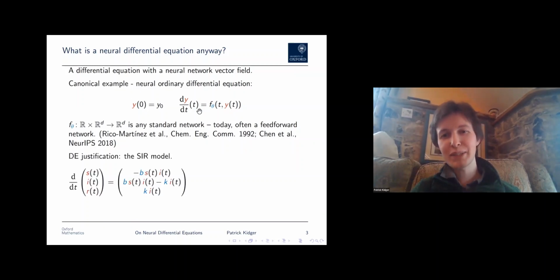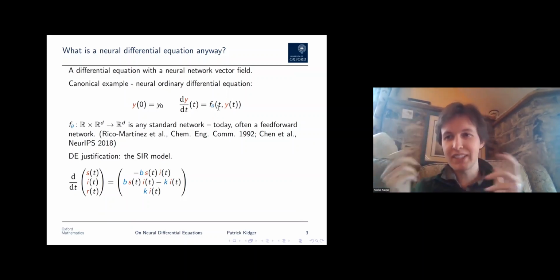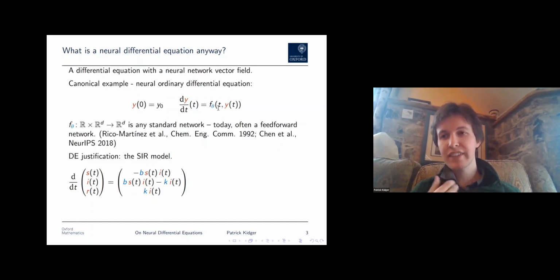So why is this a reasonable thing to be looking at? This sort of weird nested neural network inside a differential equation. And the justification I like to give for those coming from applied mathematics backgrounds is that this is what you've secretly been doing all along anyway.